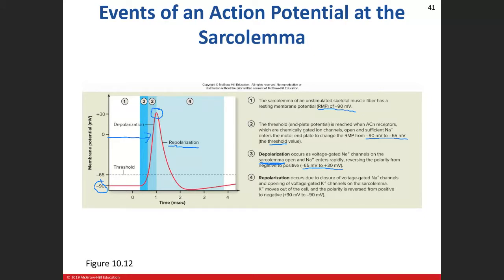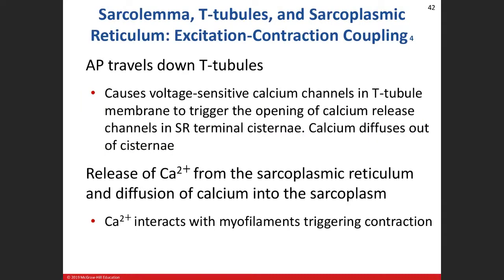We're almost there. We're almost done with the second phase. Our action potential has now traveled along the sarcolemma, and it finally makes it to a T-tubule, hopefully many. It travels down the T-tubule until it finds those voltage-sensitive calcium channels, and they will then cause the opening of the calcium release channels. Just like the name of the channel says, it releases calcium, where it was held captive in the sarcoplasmic reticulum terminal cisterna, and it diffuses out of the terminal cisterna into, yay, the sarcoplasm.